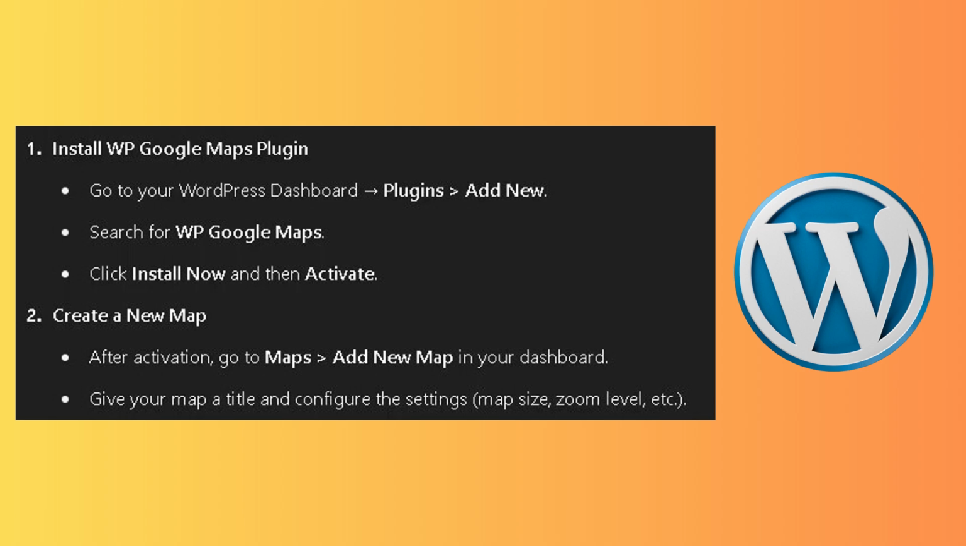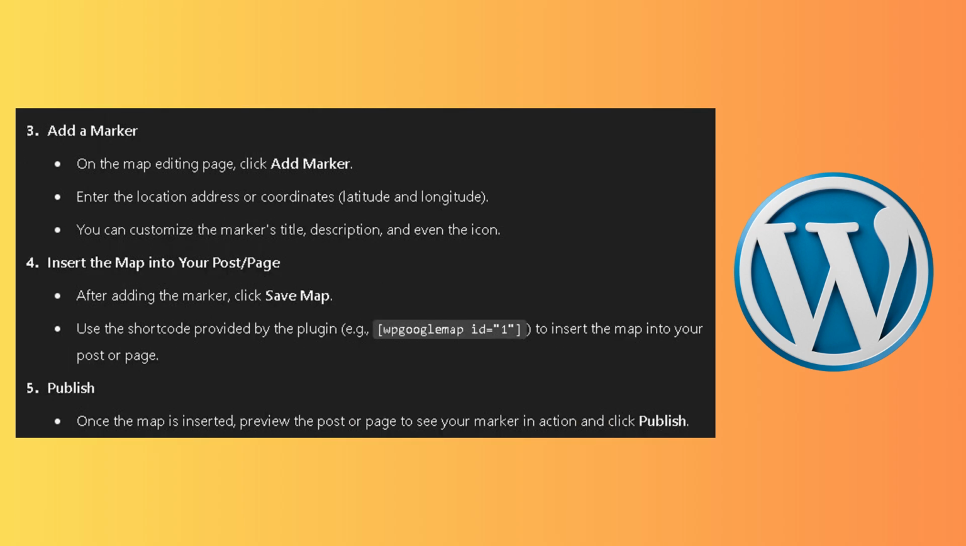Add a marker. On your map edit page, click Add Marker. Enter the location address or coordinates, longitude and latitude. You can customize the marker title, description, and even its icon.